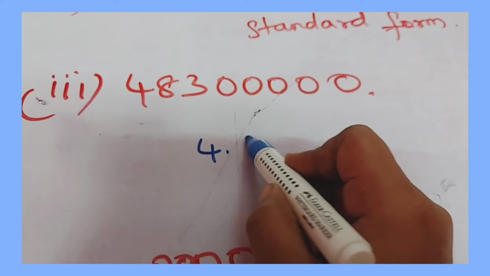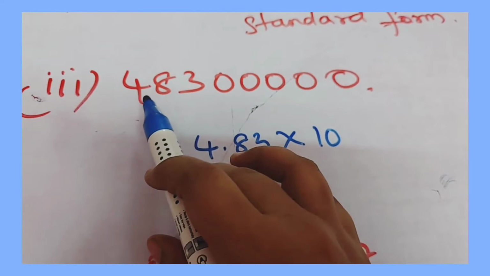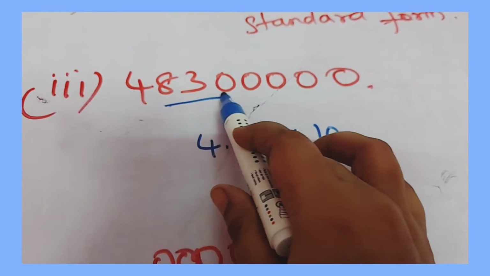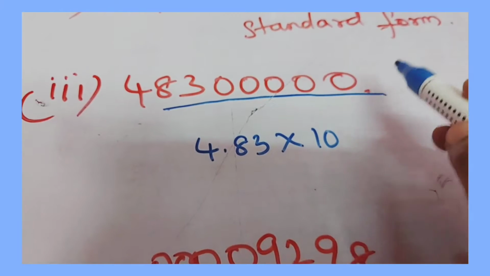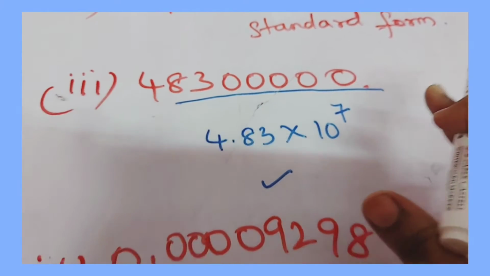What you have to do: 4.83 into 10 to the power of, so after the point, we have taken the point here, now how many numbers are there? 1 2 3 4 5 6 7. You have to write 10 to the power of 7. This is how you have to do this.